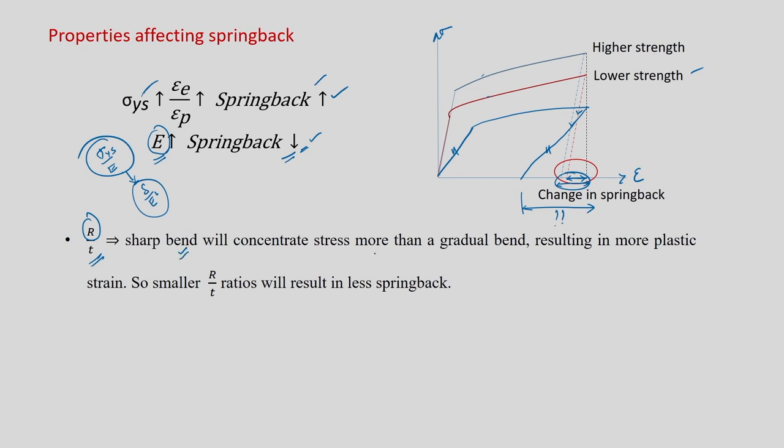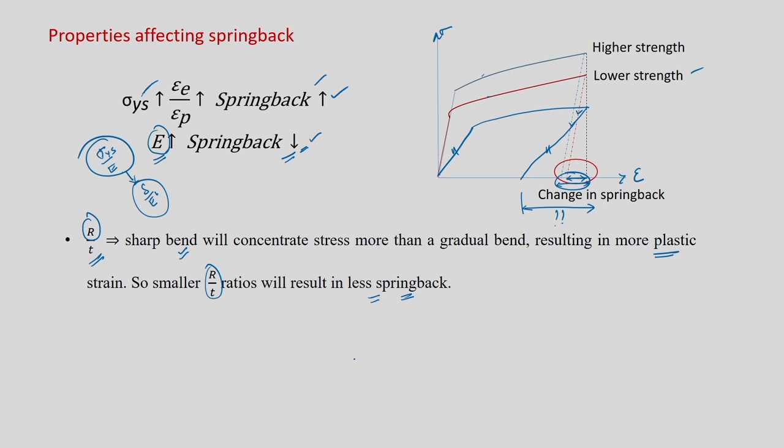It will concentrate stress more than in the gradual bend, resulting in more plastic strain. So, smaller R by T ratios will result in less spring back. What we are saying is, if the radius is small, you put a lot of plastic strain into it, which can suppress the elastic part. So, there are chances that you will have lesser spring back. And if you increase your radius to a larger value, then it is going to be the opposite.